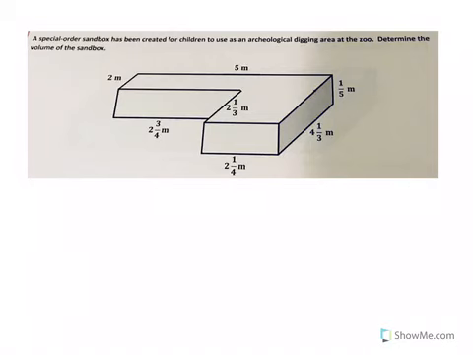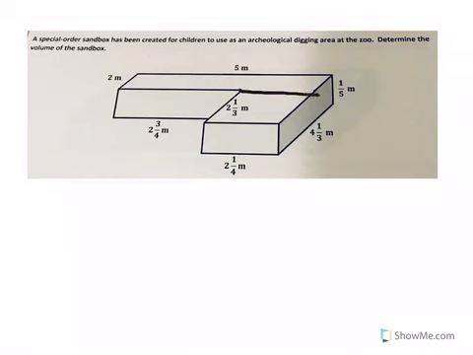A special order sandbox has been created for children to use as an archaeological digging area at the zoo. Basically, big sandbox, right? Determine the volume of the sandbox. Well, if you look here, what we end up having is a weird shape. It's kind of like a sideways L, right? To find the volume, it looks intimidating because we have 1, 2, 3, 4, 5, 6, 7 different numbers in this particular shape. But we can do two things.